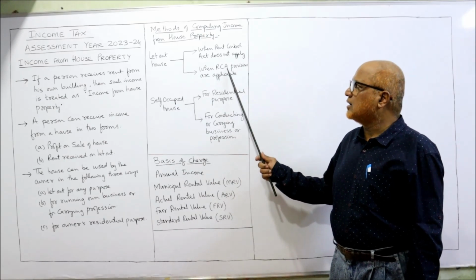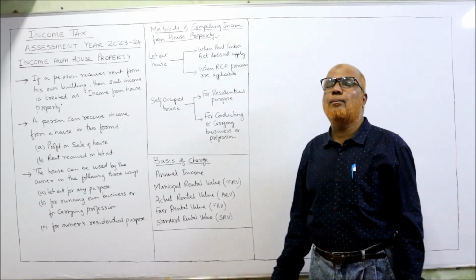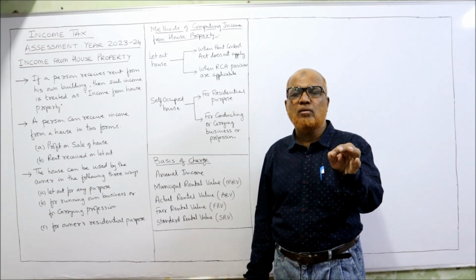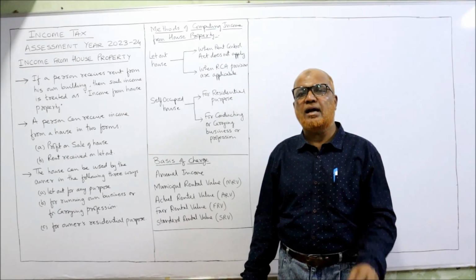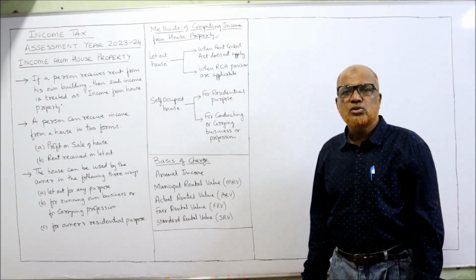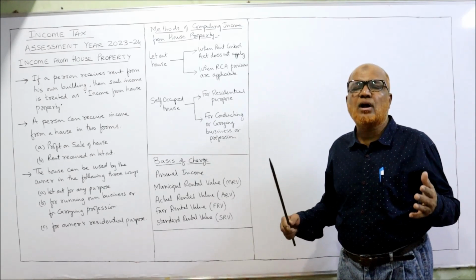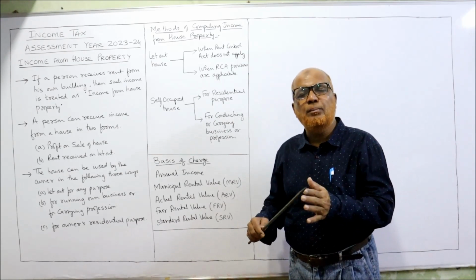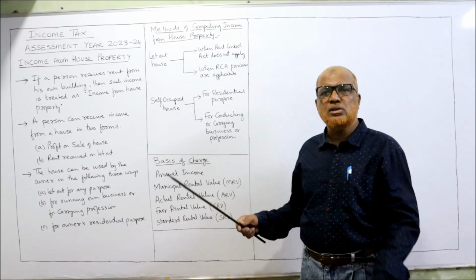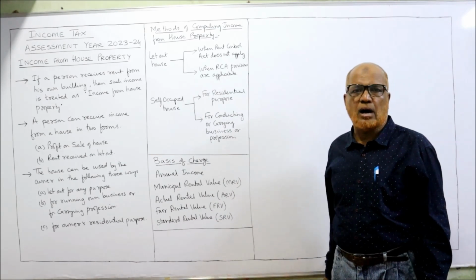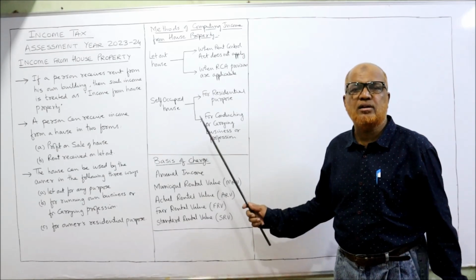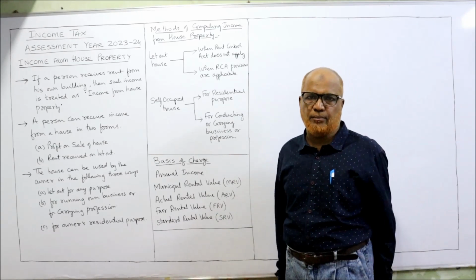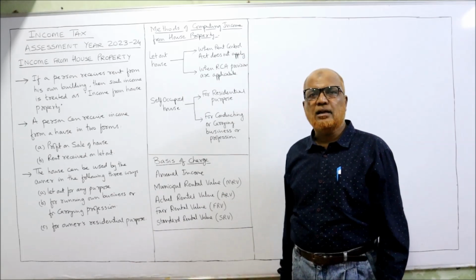Secondly, when Rent Control Act provisions are applicable, that means those houses on which RCA, the Rent Control Act, is applicable. The provisions of computing the income from house property will be different for those houses on which the Rent Control Act is applied and those on which its provisions will not apply. This is for let out house.